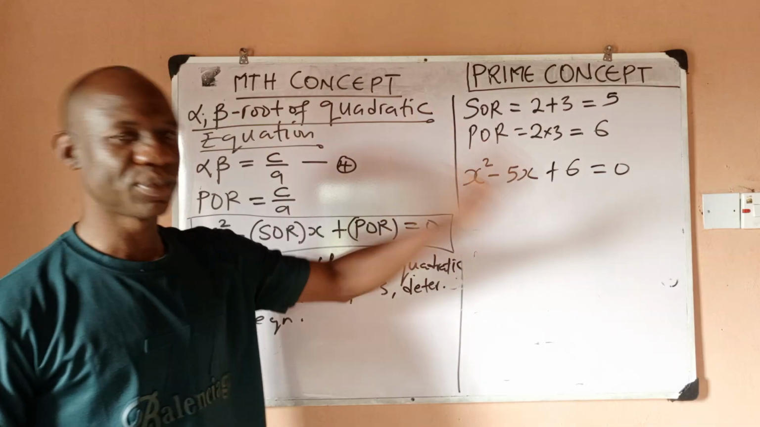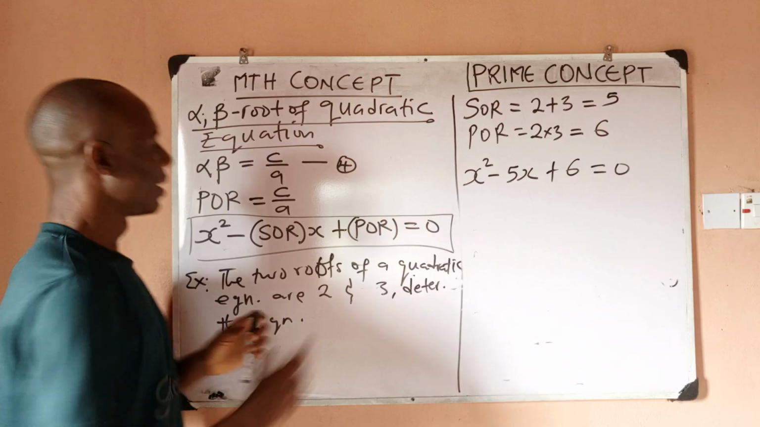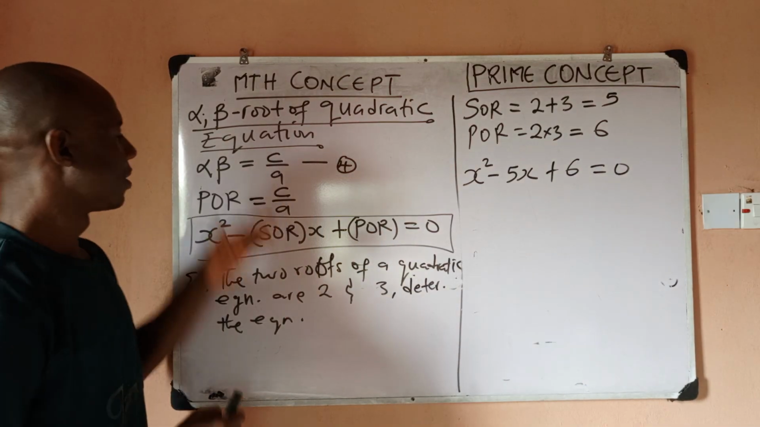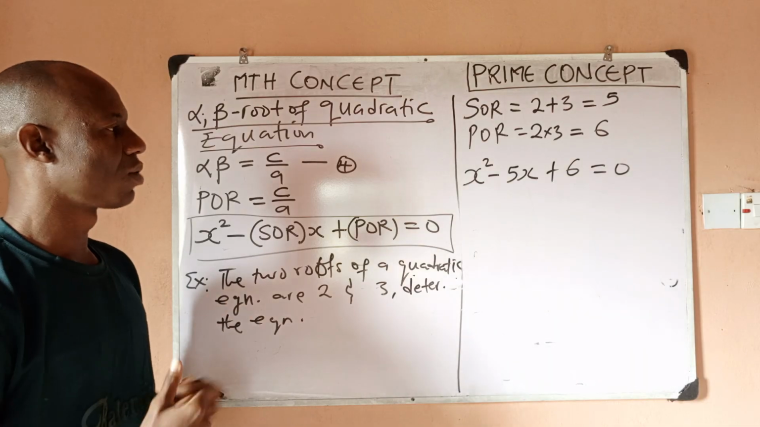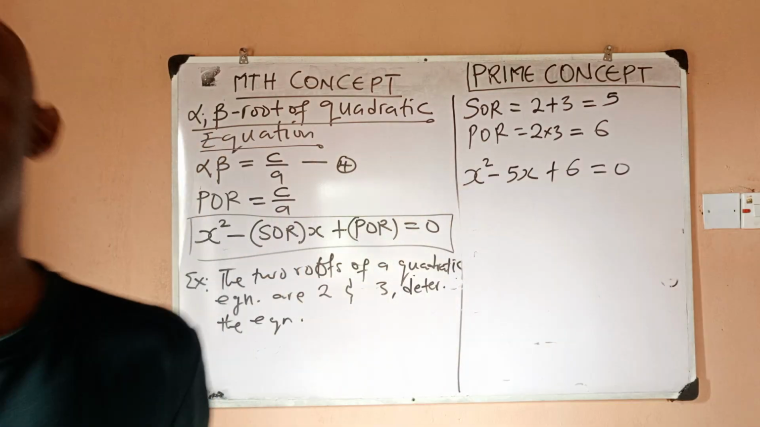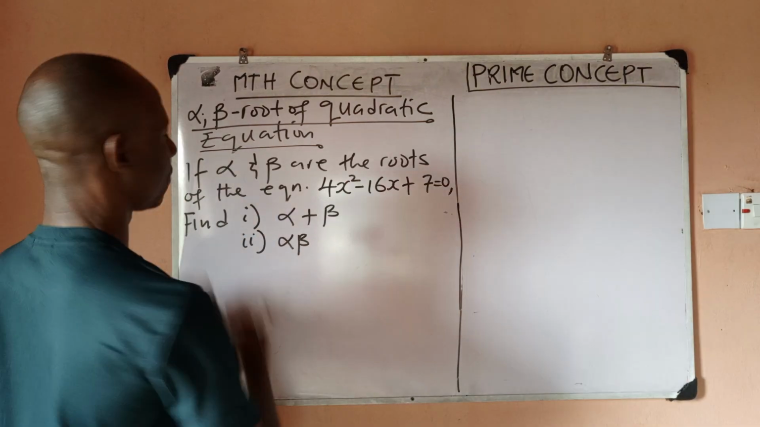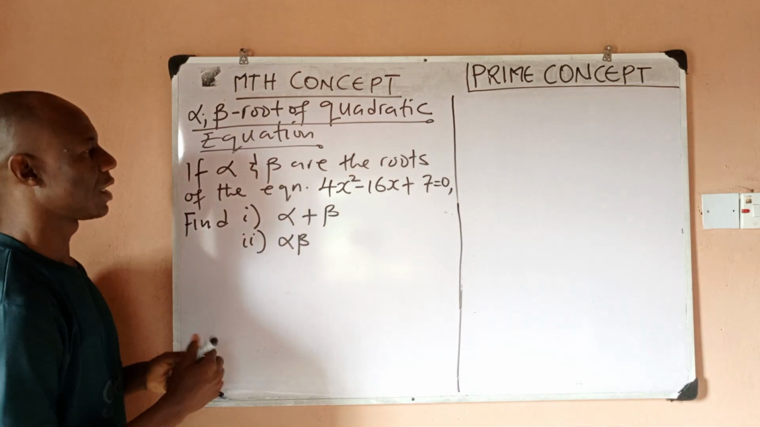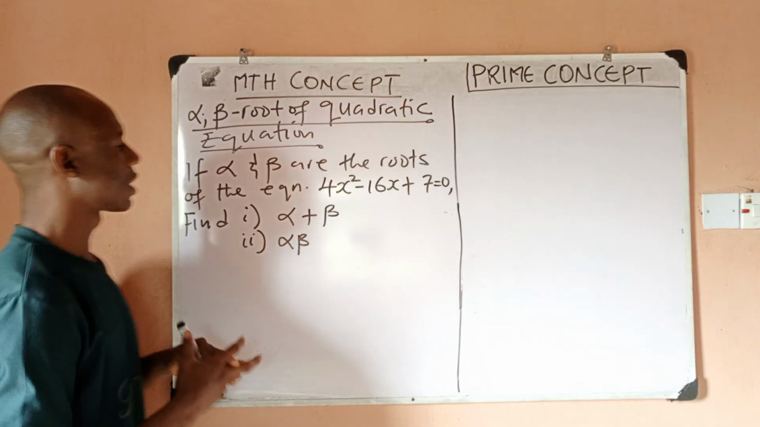You can see how simple and how fast it is. Now let's look at an example that would utilize this formula, C over A and minus B over A. Let's look at an example very quickly. Alright, let's quickly solve this problem and draw the video to an end so that in subsequent videos we're going to dig deep into this concept.